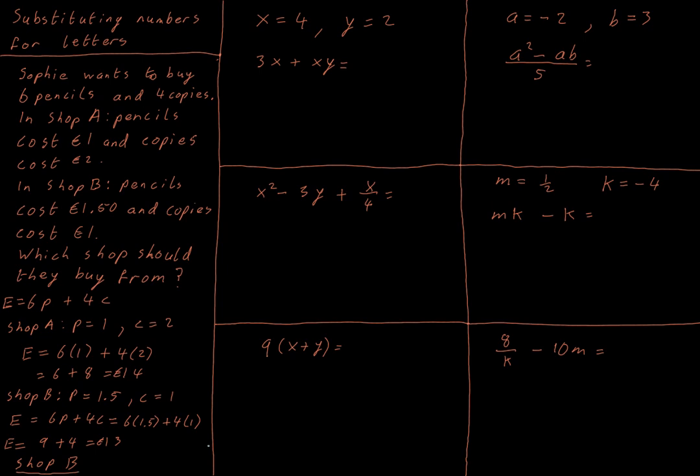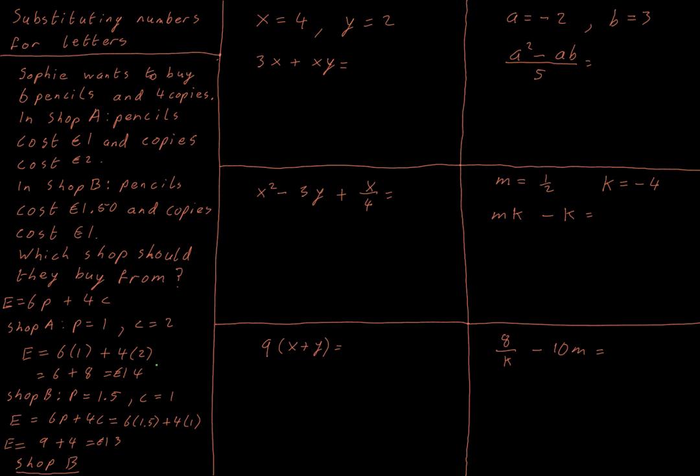So we can see here what we did. We wrote down an algebraic way of describing our story, of what Sophie wanted and the overall expense. And then we found how much the pencil and the copy cost in each shop, and we put in that cost for our letters. So we substituted. There was a P and we substituted 1 in for the P and substituted 2 in for the C for the copy, the cost of the copy. So that's a story-based version of what we would do with substituting in letters.